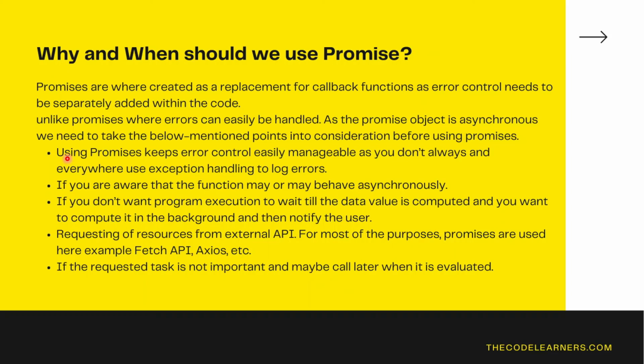Also, if you are getting data from external resources, if you are doing an Ajax call or any other API request to a different server, at that moment also you can use promises. The last thing is, suppose there is a task that is not that important, and you don't want to evaluate it immediately. You want the code to evaluate it later in the execution, then you can consider using promises.